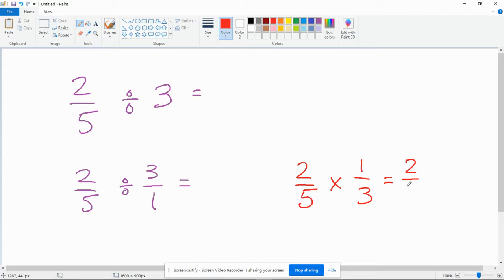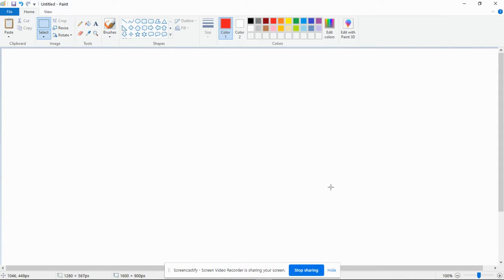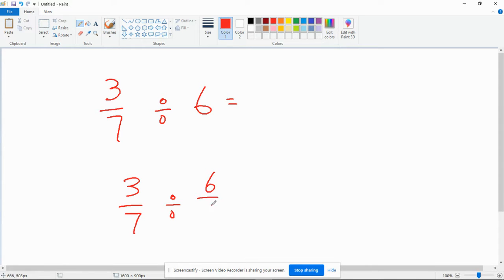Then it'd be 2/15, which is already lowest terms. That's your answer. That's all you have to do. Just one more super quick example for that, let's say we had 3/7 divided by 6. I would immediately rewrite that as 3/7 divided by 6/1.